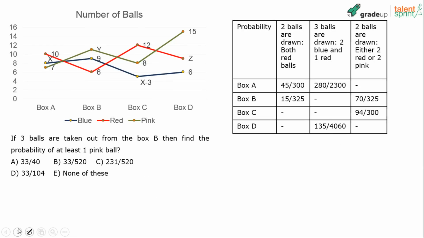Let's go for the next one. Here's the next question. Try to answer this now. If 3 balls are taken out from box B, then find the probability of at least 1 pink ball. So he's talking about 3 balls being taken out from box B, and out of these 3, at least 1 has to be a pink ball. I'll leave you with this for 1 minute. Your clock starts now.